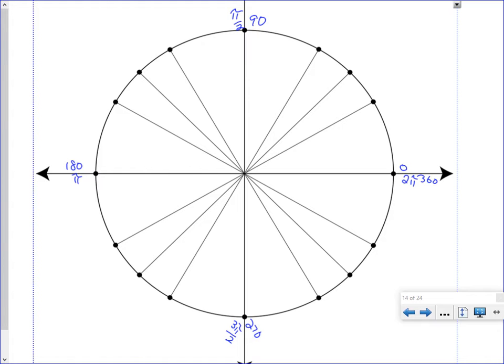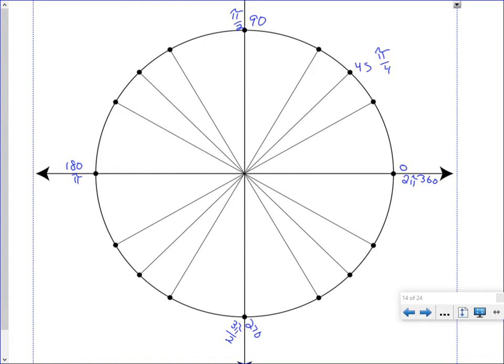What's half of 90? Okay. So our 45 was here. What's half of a half? So that was pi over 4.